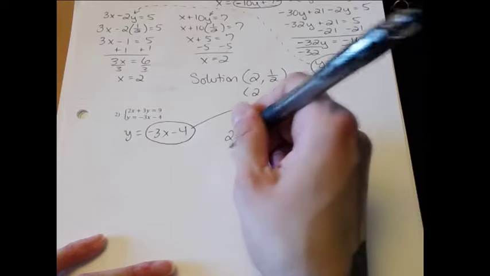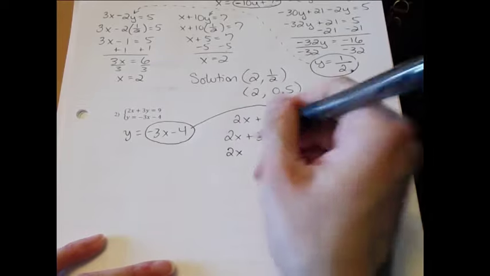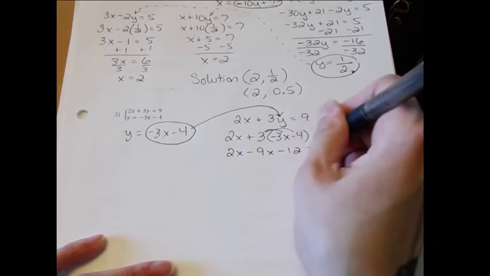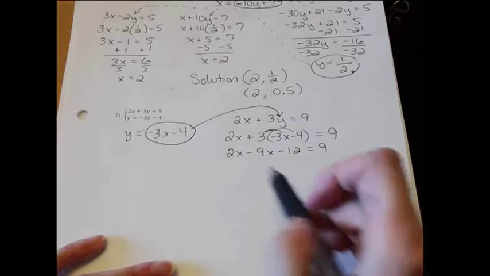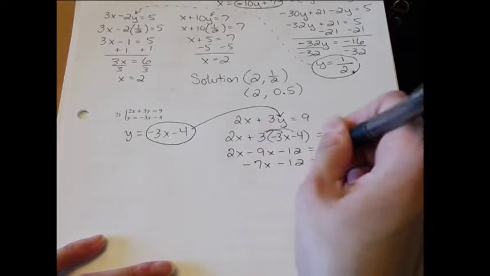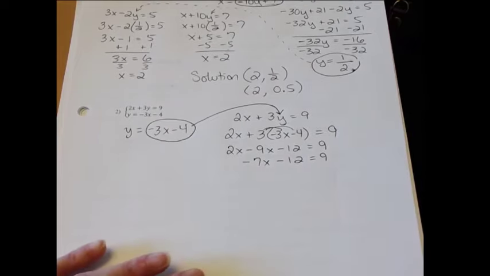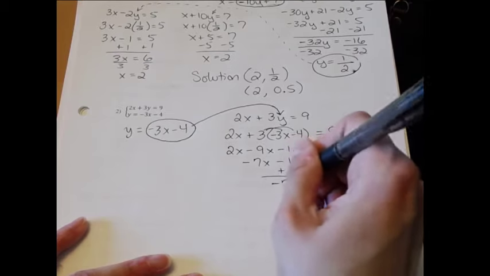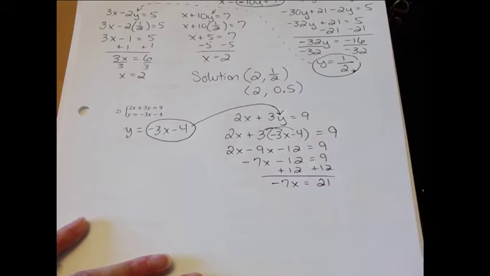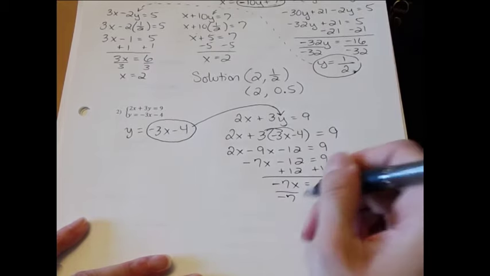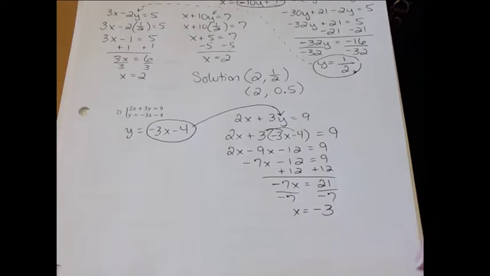Let's distribute. That gives us 2x minus 9x minus 12 is equal to 9. 2x minus 9x is negative 7x. Minus 12 is equal to 9. I'm going to add 12 to both sides. And that gives me negative 7x is equal to 21. And what do you know? We get a nice, neat number. We get that x is a negative 3.